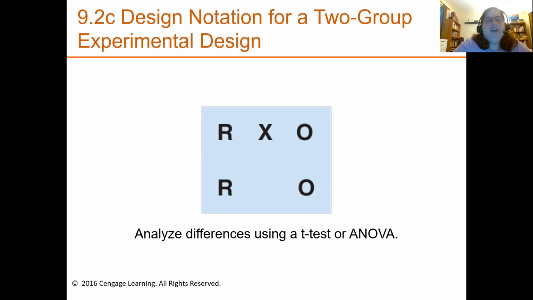So here is our design notation for a two-group experimental design. We have our randomization. One group gets the treatment and we post-test. We would typically look at this kind of test using a t-test for independent samples or an ANOVA. If you remember, you could use a one-way ANOVA for this as well. Or, of course, the non-parametric alternatives to these.